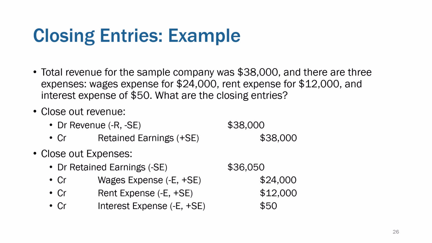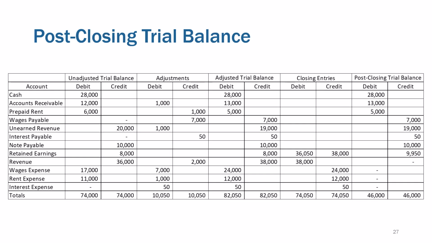When we close out the expenses, we credit the wages, we credit the rent, we credit the interest expense. This is one where it's a little bit easier to think of the credit first. So we get rid of the 24, the 12, and the 50, and then we sum them up and reduce retained earnings by that amount, the 36,050. So if we look at what's happened here, the revenues and expenses are now at zero, and retained earnings got credited by 38 grand, debited by 36 grand and $50, so it went up by $1,950. That was equal to net income for the period.